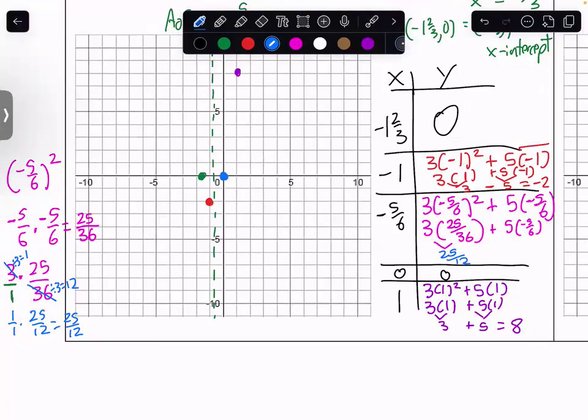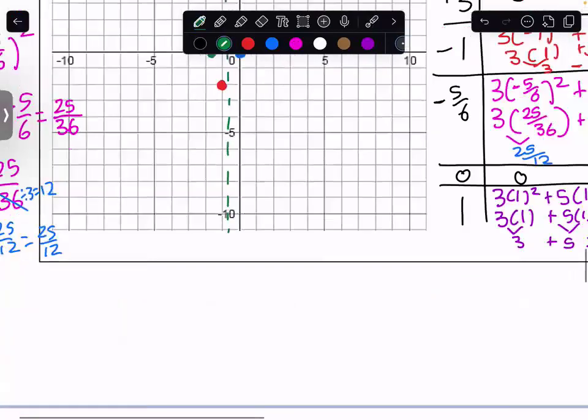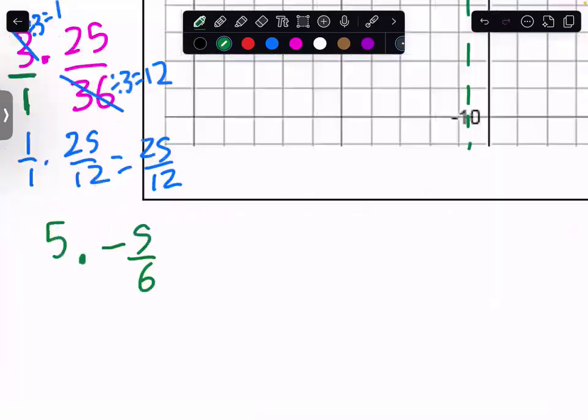Okay, and then what about the other multiplication? What is 5 times -5/6? Or let's do the dot instead of the parentheses. 5 times -5/6.